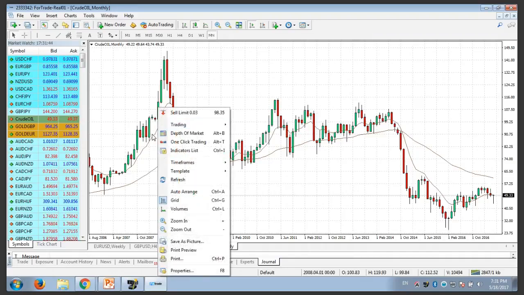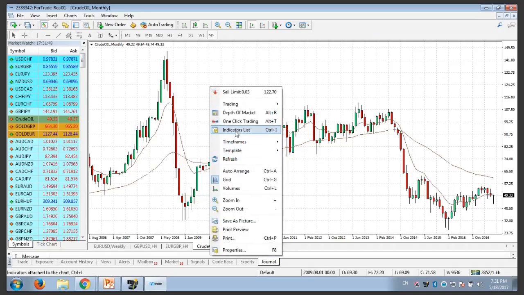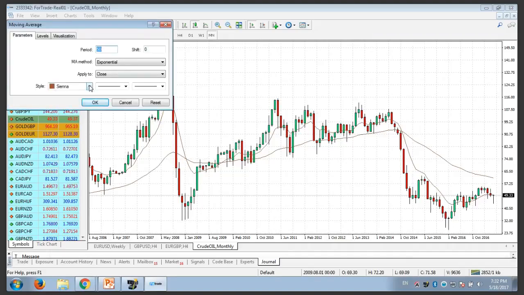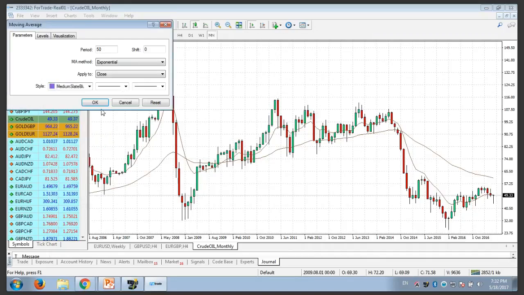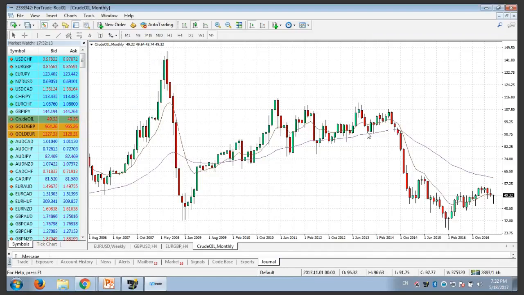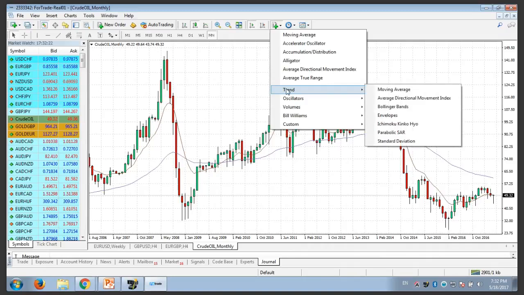If you want to change something on your indicator, you can go to the indicator list and choose one. If you want to delete it, you can press here. If you just want to add it and change the color to make obvious which one is which, you can use blue. Close. So you can see here that this lower one, the 50 period, is the blue one.